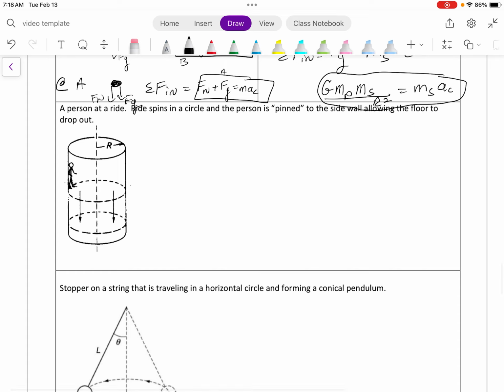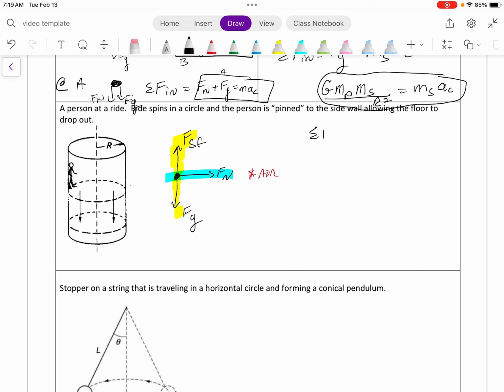Okay, how about this one? This person's in a ride. I have force normal from the sidewall. She spins, she's pinned to the sidewall, the bottom drops out. She wants to slide downward, but the only thing that's stopping her is static friction. So I can sum the forces in two different directions, in the y direction and in the inward direction, because the axis of rotation is to the right.